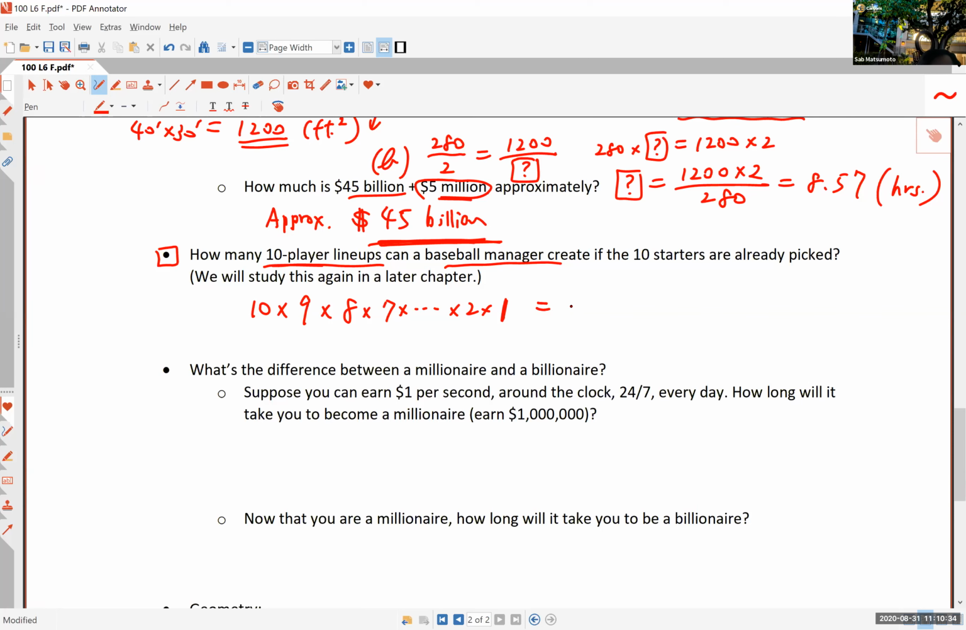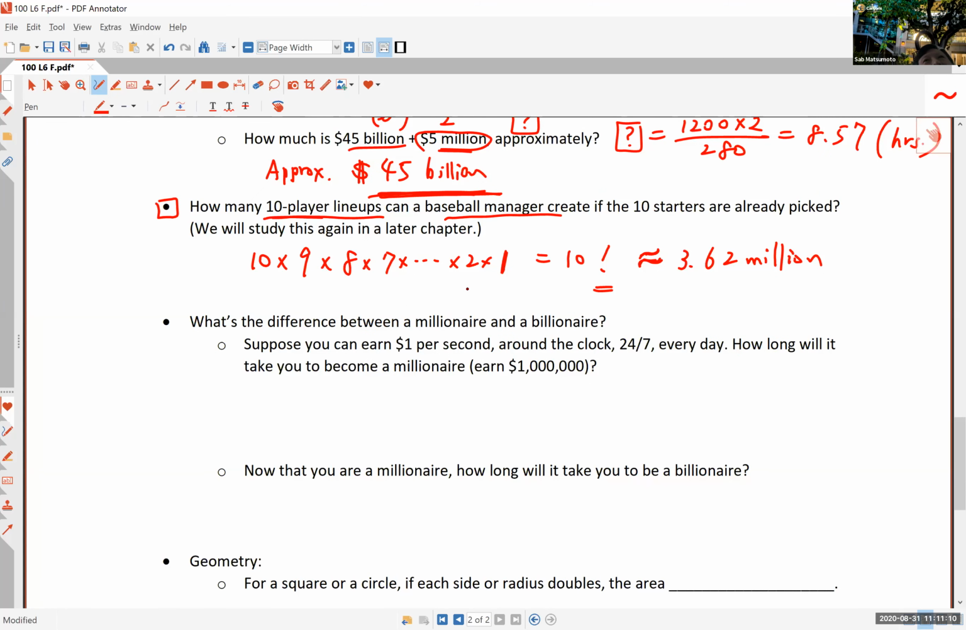This number is actually called 10 factorial. We denote it with an exclamation mark. Not a big deal, right? So how many possible ways can a manager order 10 players on the lineup? If you multiply, it turns out to be surprisingly a large number, and that's why we use this exclamation mark. This number turns out to be more than 3.62 million. The wavy lines mean approximately. Wow, this is a big number. These things are called permutations. The number of permutations turned out to be very large.